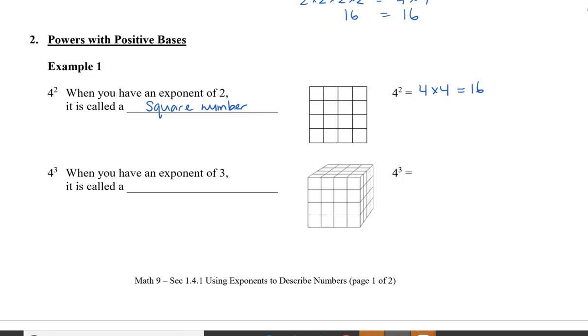Now when it's 4 to the power of 3, or 4 cubed, or the exponent is 3, this is called a cube number.